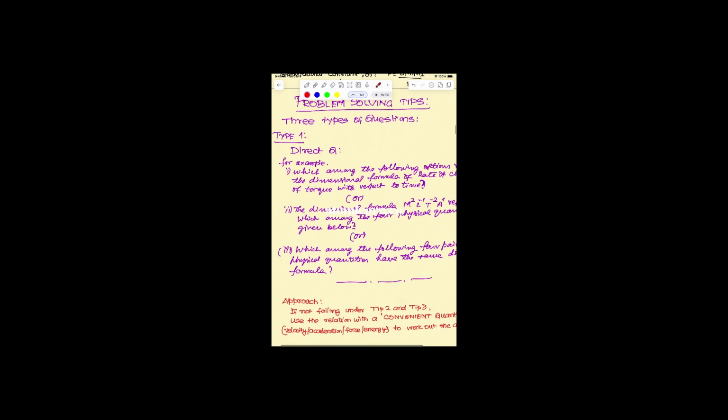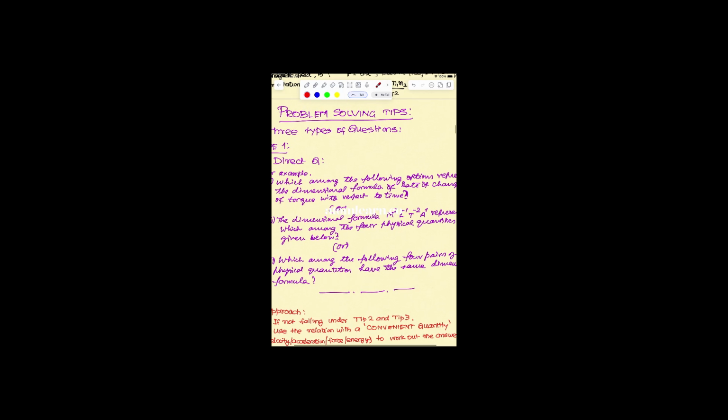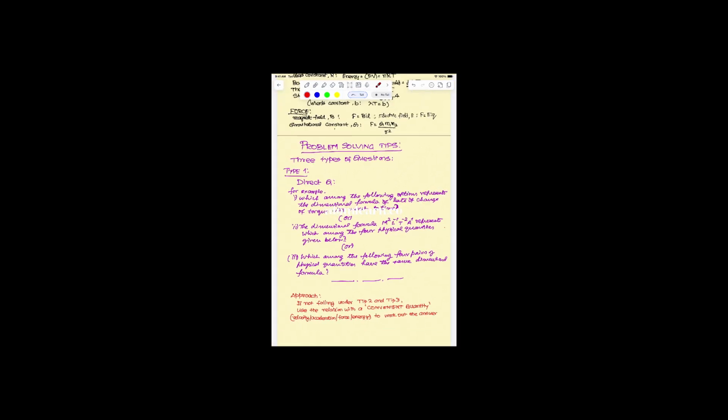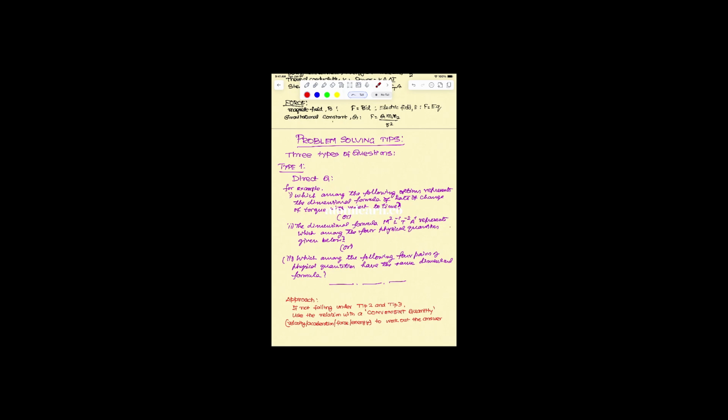Now, there are going to be two types of questions which will be asked in the dimensional formula. One is, of course, a direct question which will test your knowledge about dimensional formula writing. Take for example: which among the following options represents the dimensional formula of rate of change of torque with respect to time? This is directly asking you the dimensional formula for torque by time.